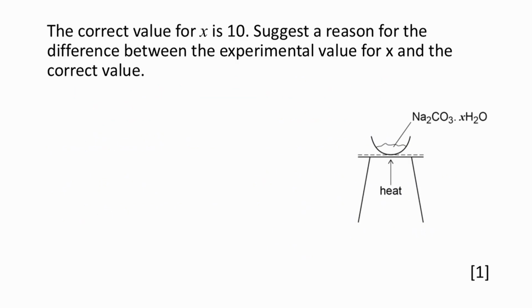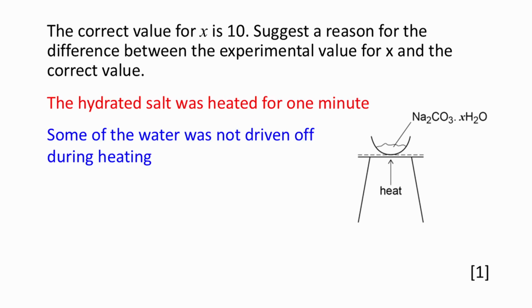Here's the next part of the question. The correct value for X is 10. Suggest a reason for the difference between the experimental value for X and the correct value. Looking back over the procedure, the hydrated salt was heated for just 1 minute. It is likely that some of the water was not driven off during the heating.